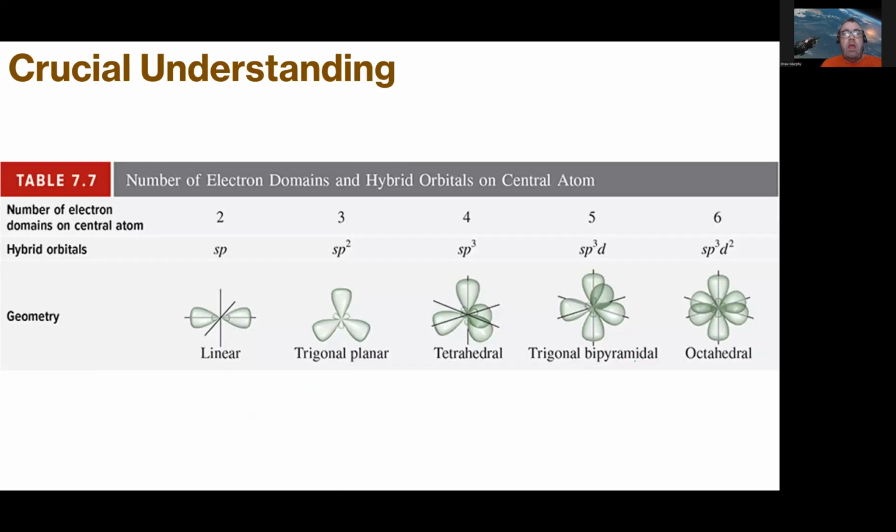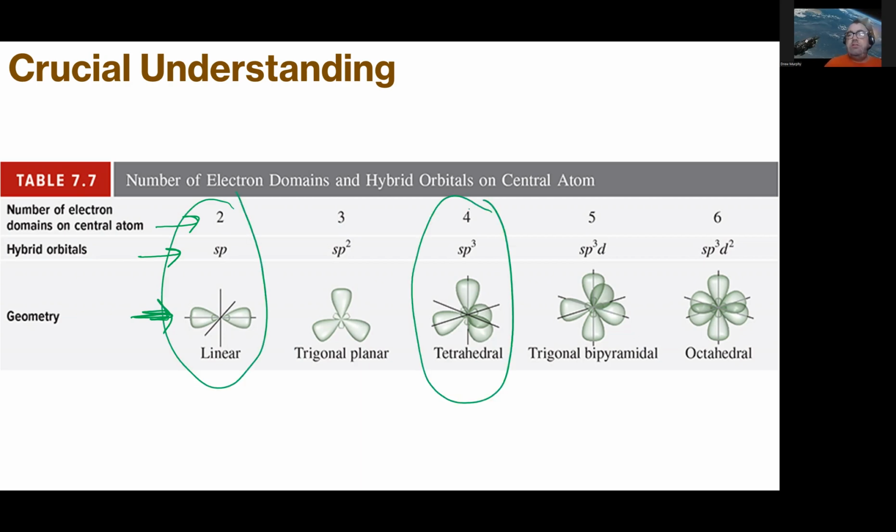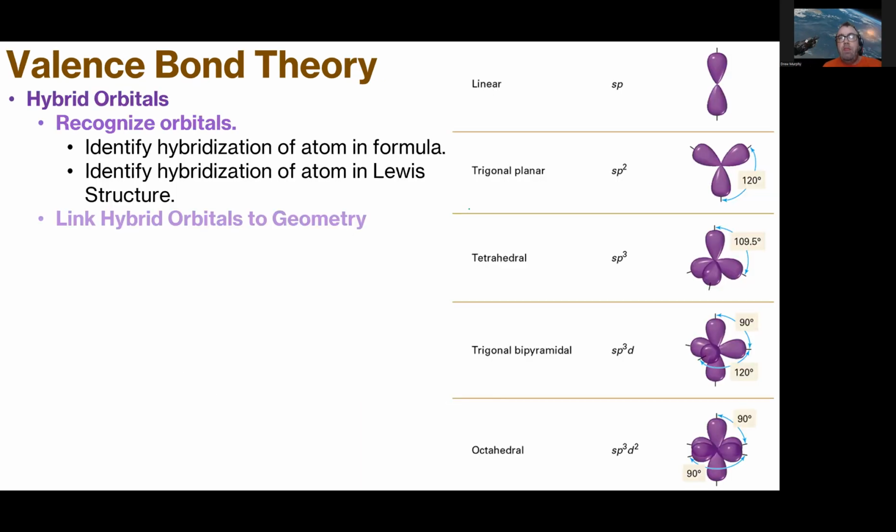So this is our critical understanding, and what I have to try to impress upon us here. Your number of electron groups tells us the geometry. And now it also tells us the hybrid orbitals, and these are married together. 2 electron groups is sp, which is linear, 4 is sp3 is tetrahedral, and so on and so on. So all of these link together. If you can figure out what the geometry is, then you know the hybridization of the central atom because they go together. So there's a lot going on in the valence bond theory.